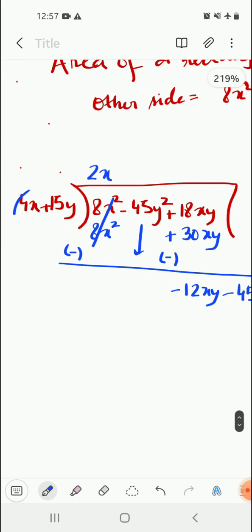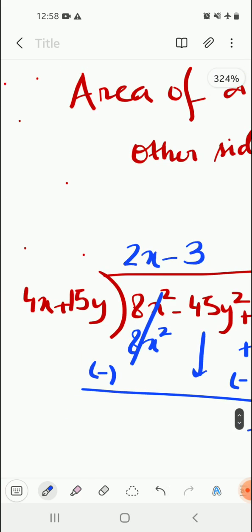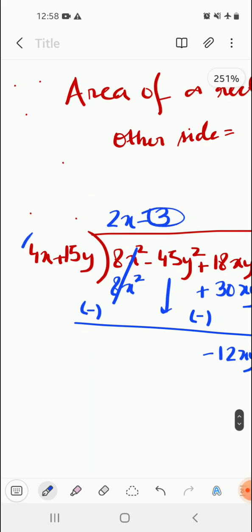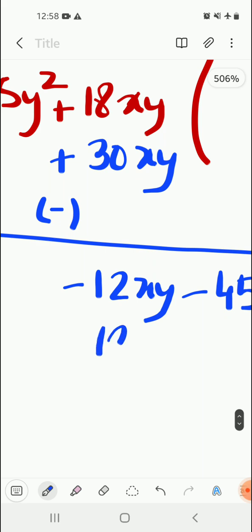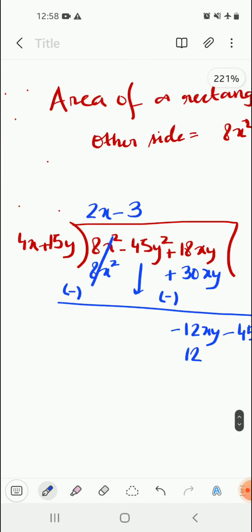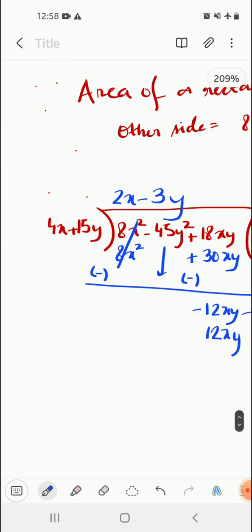Now see, we have got 4x and we have got minus 12xy. So we have to actually multiply it with minus 3. So 3 into 4 we get 12, and here there is x, and here we have to add another y so that we get xy. Now we need a minus sign. So for that we have already written a minus sign.